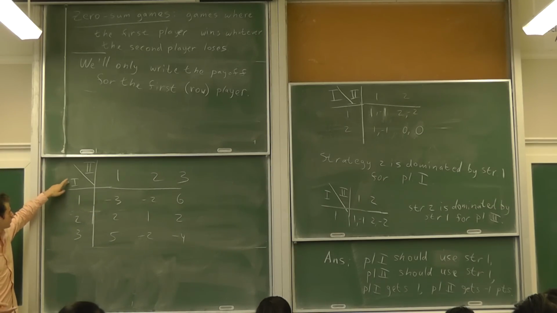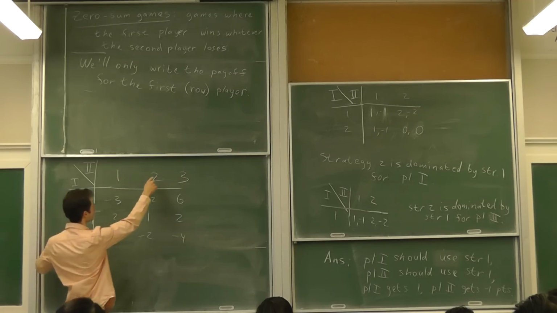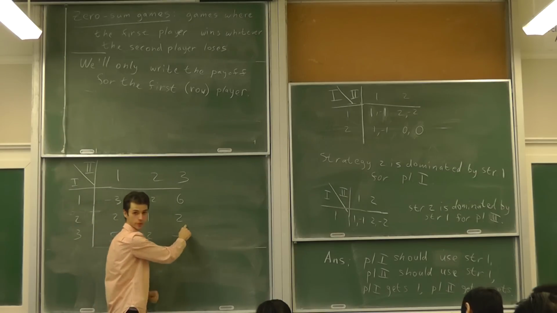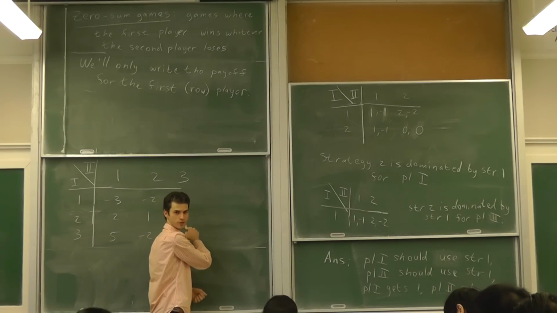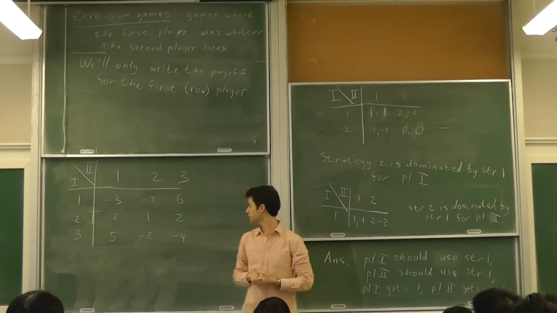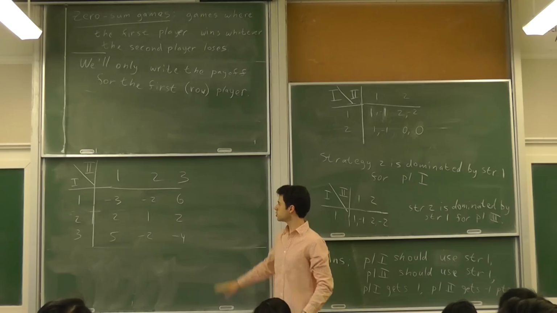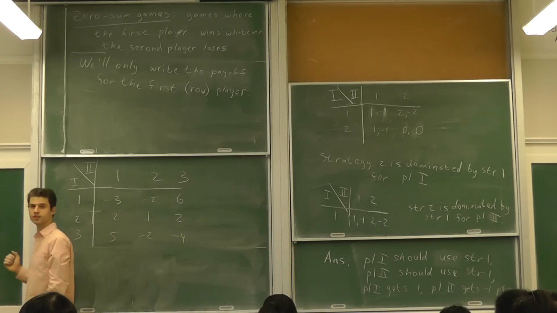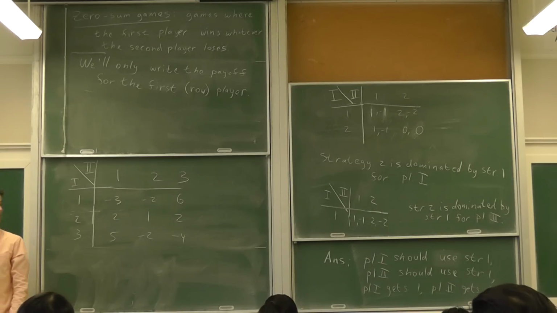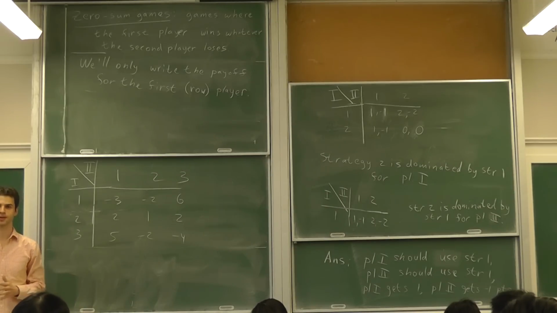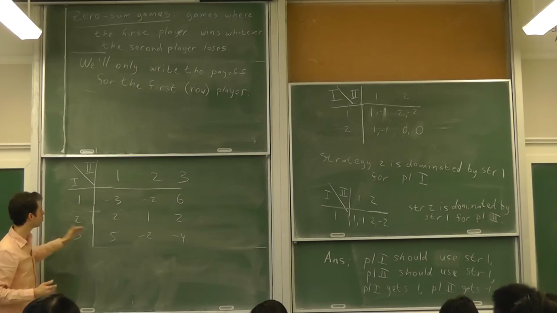If, let's say, the first player chooses strategy 2 and the second player decides to respond by strategy number 3, the first player gains 2 points. The second player, well, because it's a zero-sum game, loses 2 points. So that's the game, and if you study it, you will see there are no strategies which are obviously worse than some other strategies, neither for player number 1, nor for player number 2.